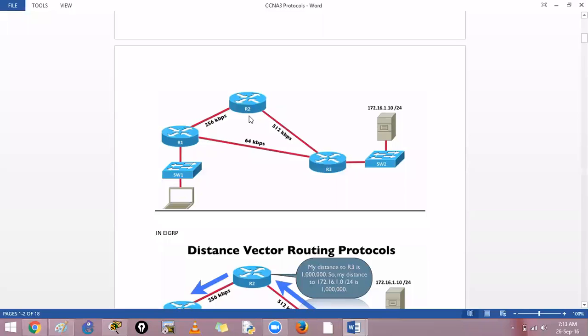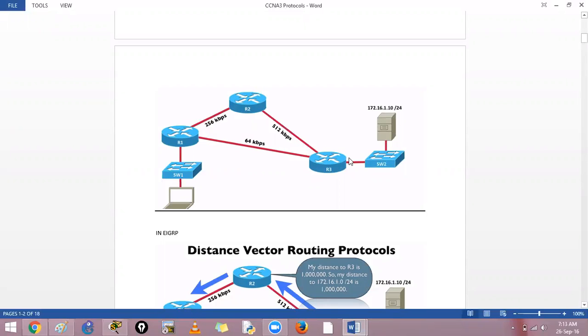Yeah, so we were discussing that RIP will take this one hop away and not these two hops. It will follow the shortest path, right? But what if RIP does not understand the link speed? Then what is the use of using RIP?